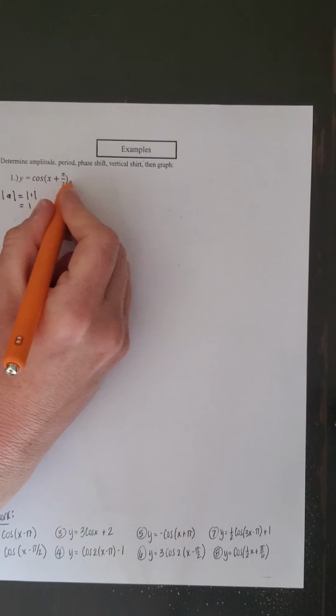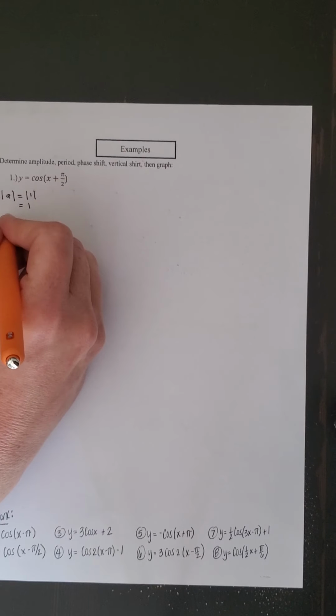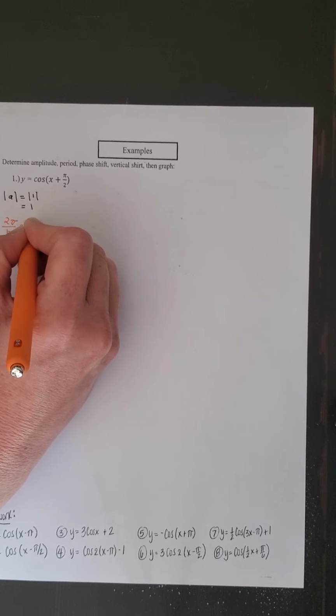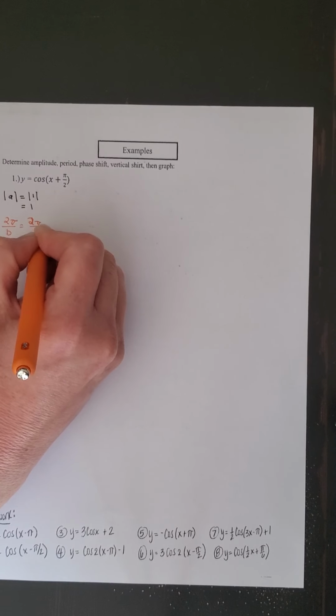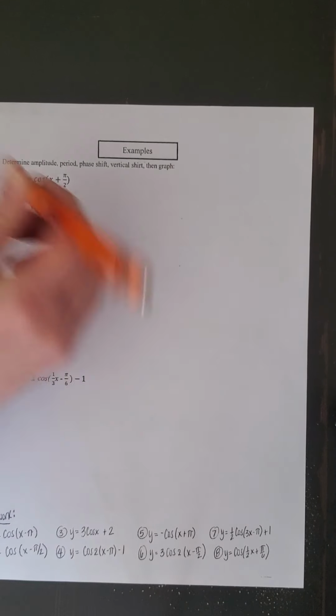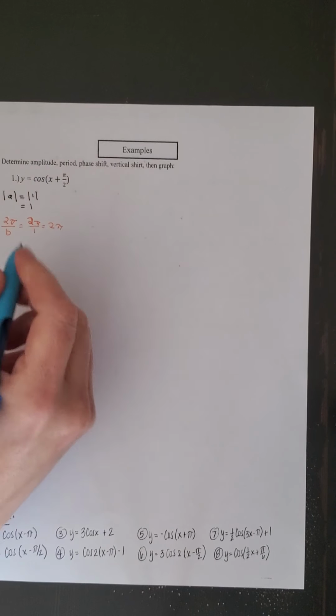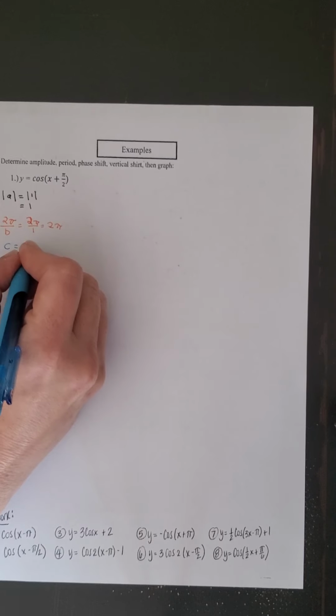The period is the value for B. It's 2 pi over B, which is 2 pi over 1, or 2 pi. So our period and amplitude will not change, but we will have a phase shift. So our C value is negative pi over 2.